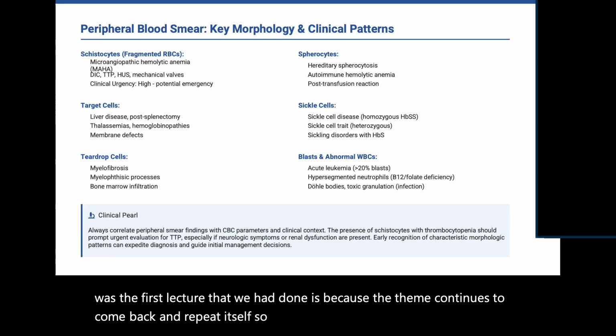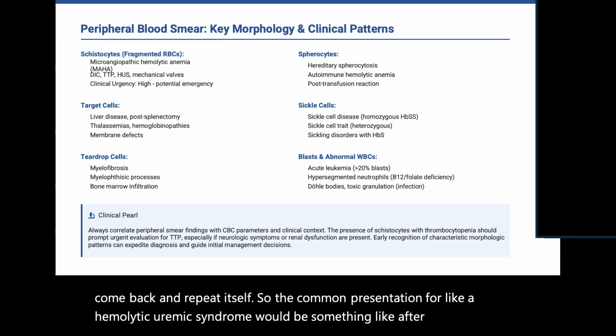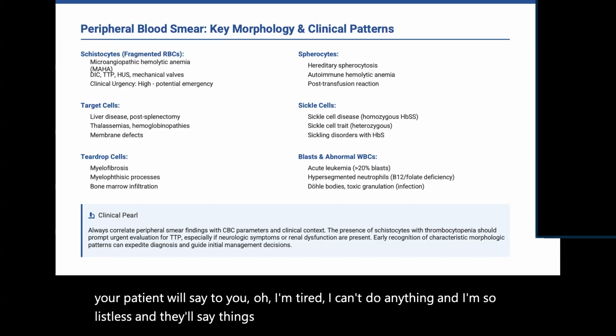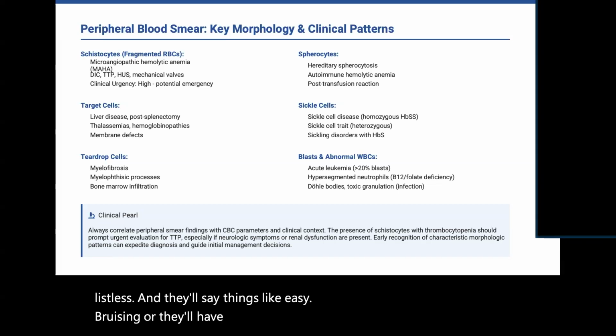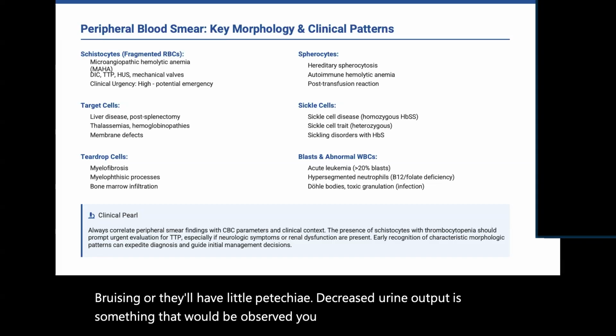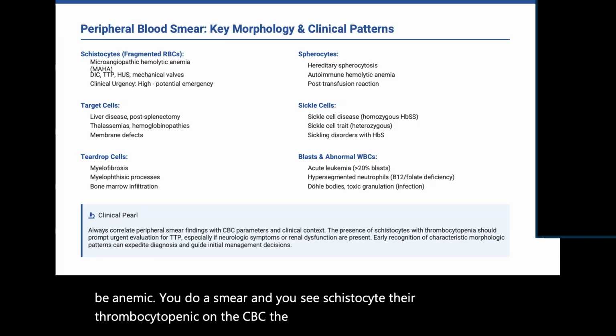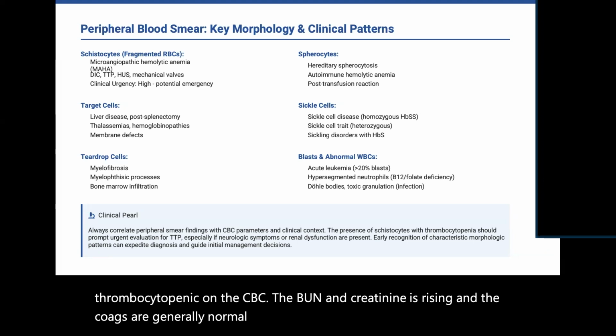The common presentation for hemolytic uremic syndrome will be something like after a GI illness, and your patient will say to you, oh, I'm tired and I can't do anything and I'm so listless. They'll say things like easy bruising, or they'll have little petechiae. Decreased urine output is something that would be observed. You do the labs and you find them to be anemic. You do a smear and you see schistocytes. They're thrombocytopenic on the CBC. The BUN and creatinine are rising and the coags are generally normal. This requires that workup to investigate.